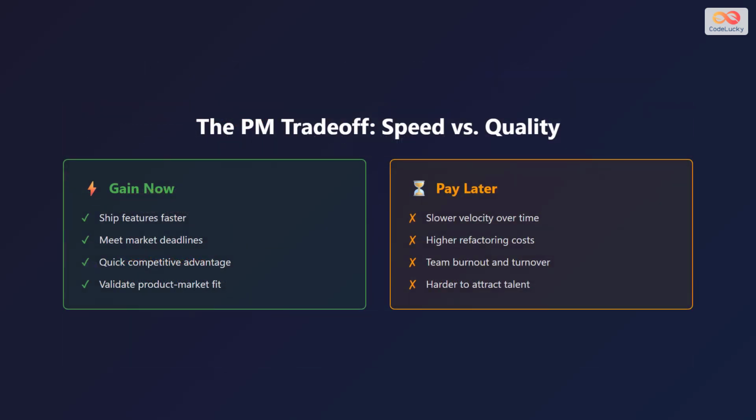As a product manager, you face a fundamental trade-off between shipping fast and maintaining quality. When you choose to incur technical debt, you gain immediate benefits. You can ship features faster, meet market deadlines, gain quick competitive advantage, and validate product-market fit. But you pay later with slower velocity over time, higher refactoring costs, team burnout and turnover, and difficulty attracting and retaining talent. The key insight is that this is a trade-off, not a simple right or wrong decision. Sometimes the immediate gains are worth the future costs. Other times they're not. Your job as a PM is to make that decision consciously and strategically.